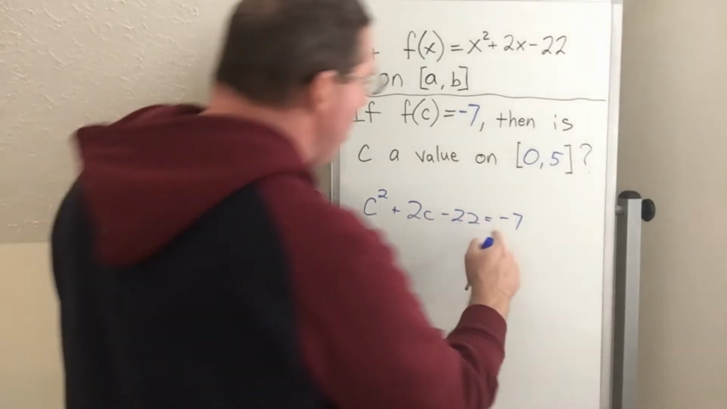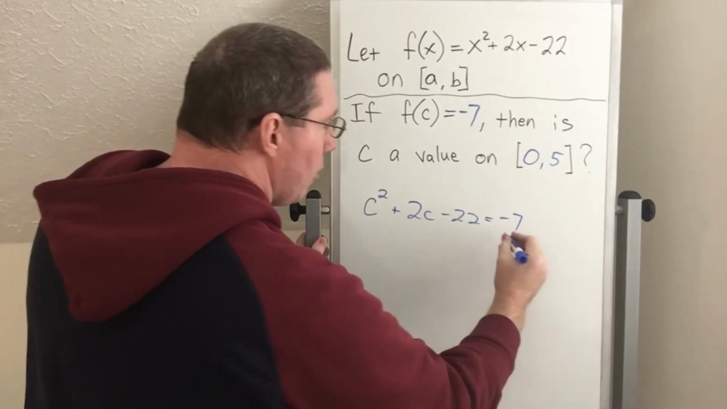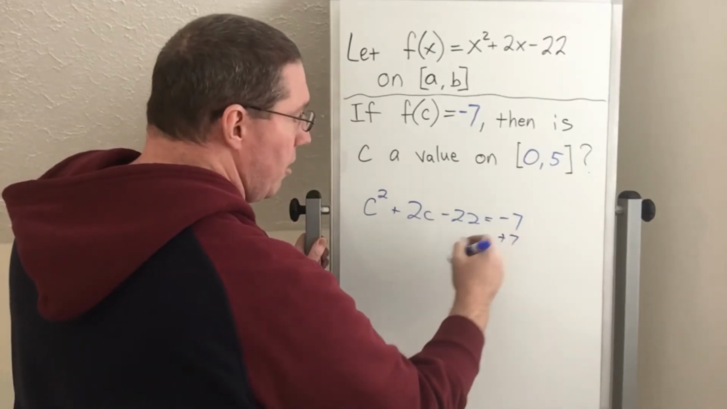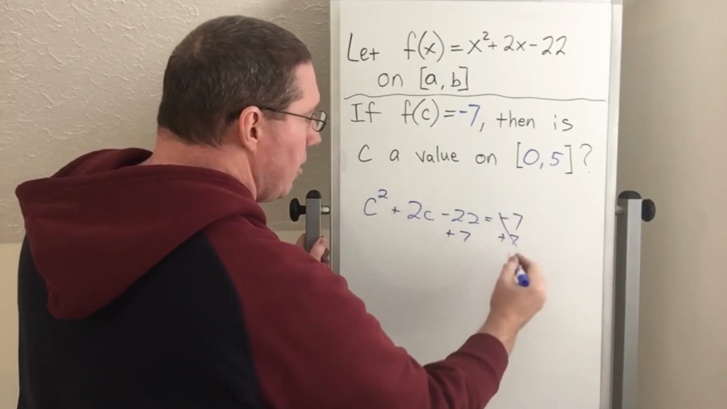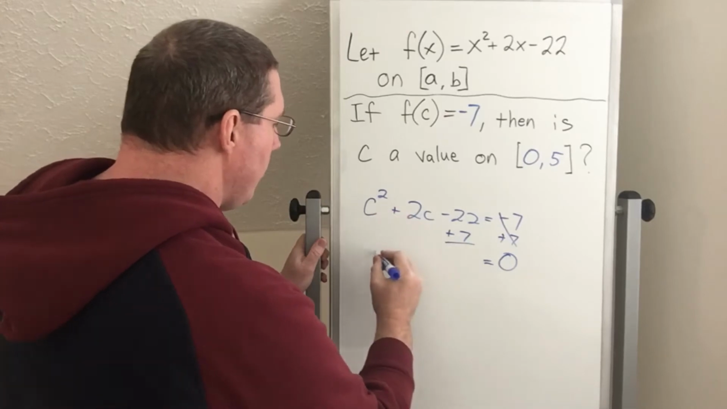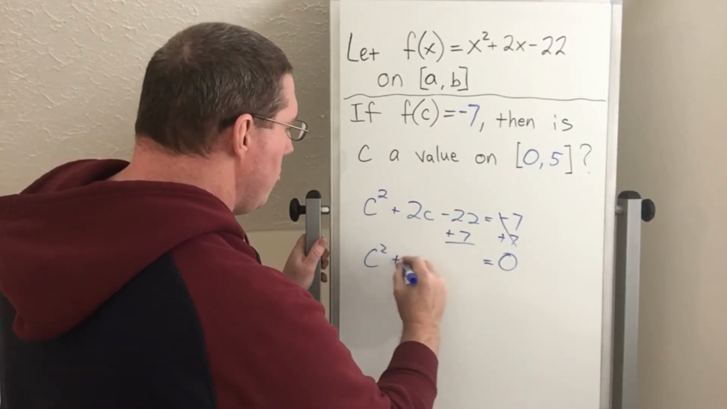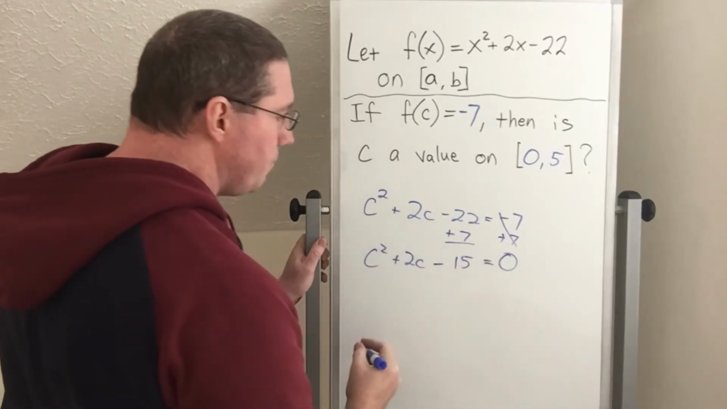So what we're going to do here is, this is a quadratic, and you may remember that to solve a quadratic, we usually want to set one side equal to 0. So we're going to add 7 to make that 0. We're going to add 7 here. That's going to cancel over here and give us 0 over on that side. Bring down the c squared plus 2c. -22 plus 7 is -15.